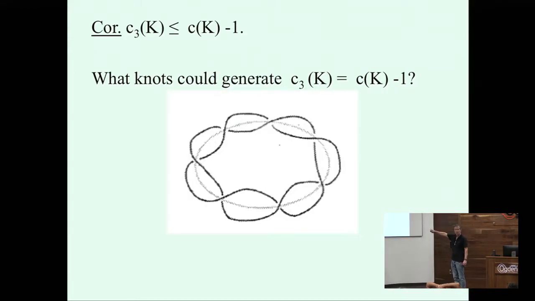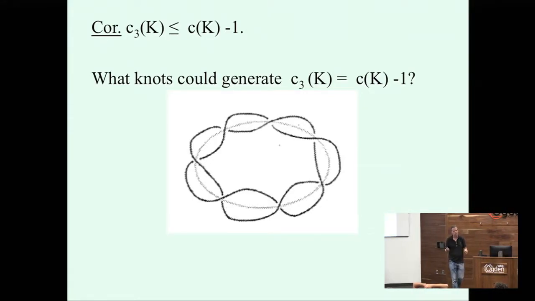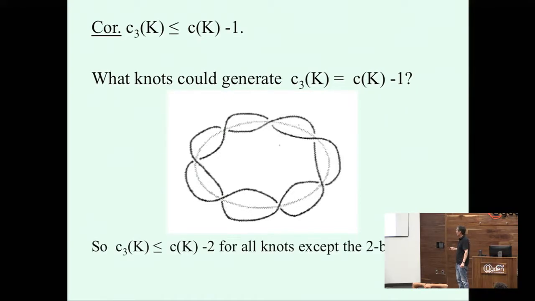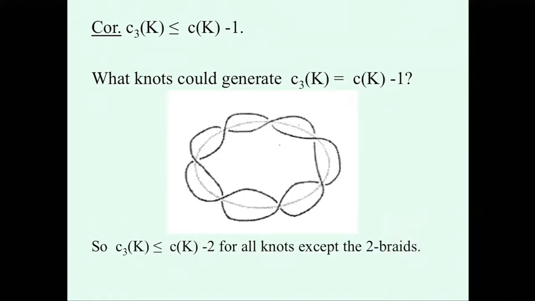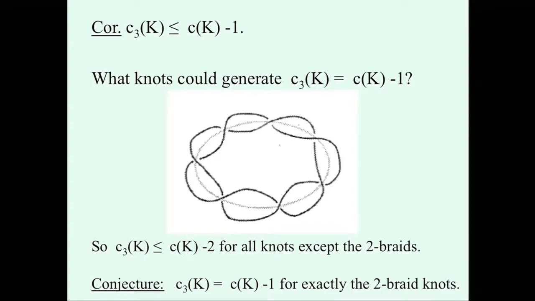This is a 2-braid knot, and the circle goes around like this, and there's no way to serger that circle to get more circles. And when you fold along that, you'll reduce the number of crossings by 1. And so that says triple crossing number is less than or equal to crossing number minus 2 for all knots, except for these knots, which are called the 2-braids. And in fact, we don't even know for sure if these have triple crossing number equal to crossing number minus 1. So that's a conjecture, and that's not known.